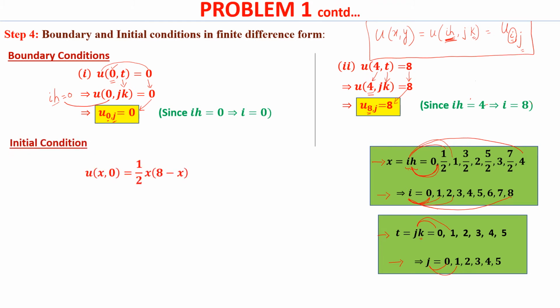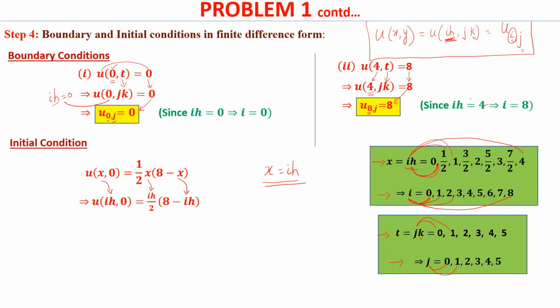So what's the initial condition we wrote? U of x comma 0 equal to x by 2 into 8 minus x. Now let us replace x by ih. There is no t here because t value is 0. I hope you understand that. So wherever you have an x, you replace it by ih. So see what step you are getting? x value is changed to be ih here, here, and here.